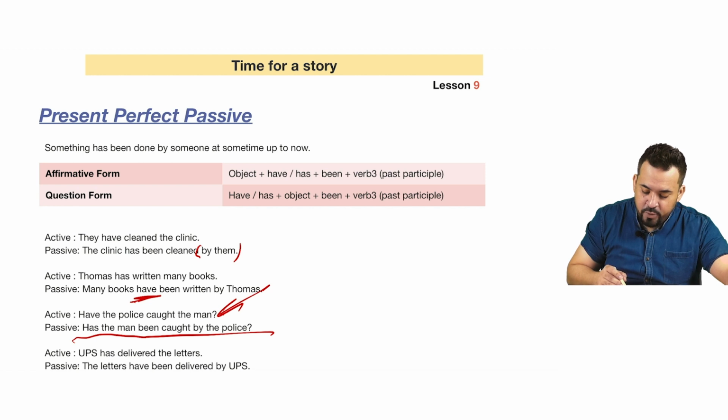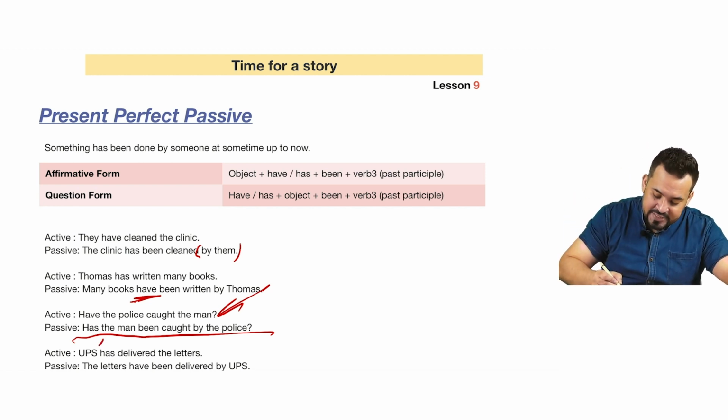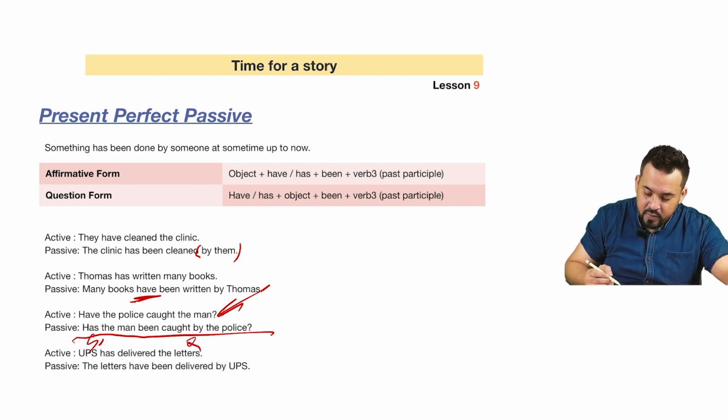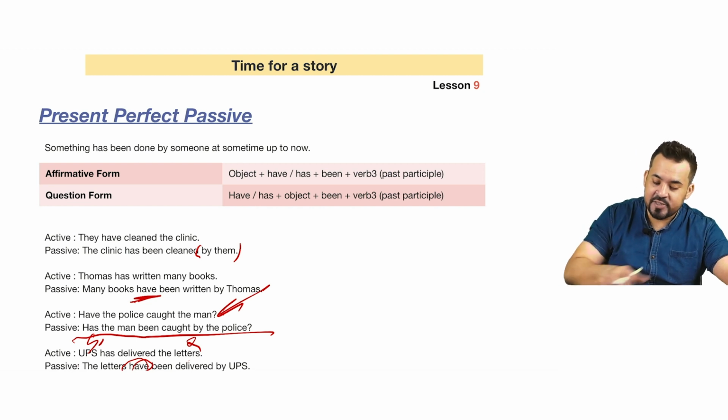Last example, UPS has delivered the letters. UPS is singular and letters is plural. This is the subject and this is the object. So the object here will become the subject of the passive sentence. Therefore, we will use have because it's plural. The letters have been delivered by UPS.